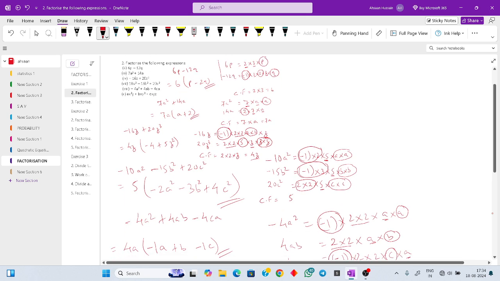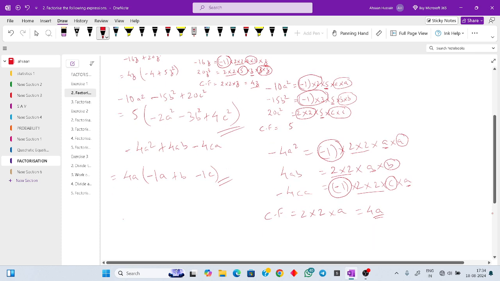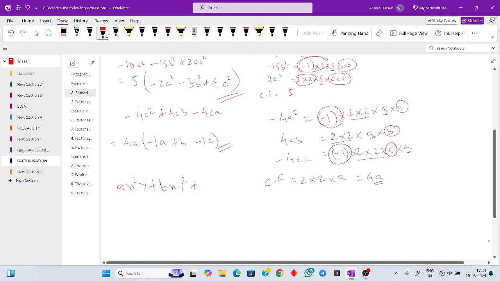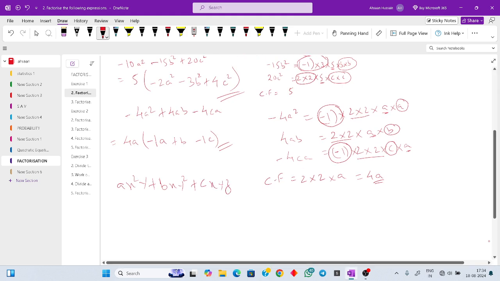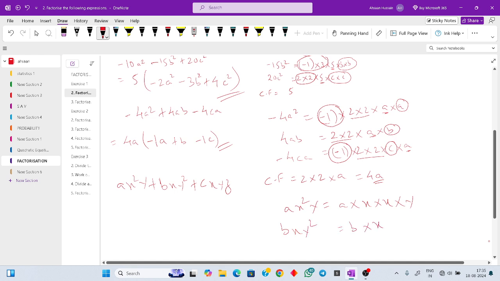Last question is ax square y plus bxy square plus cxyz. Now ax square y means a multiplied x multiplied x multiplied y. Bxy square means b multiplied x multiplied y multiplied y. And cxyz means c multiplied x multiplied y multiplied z.